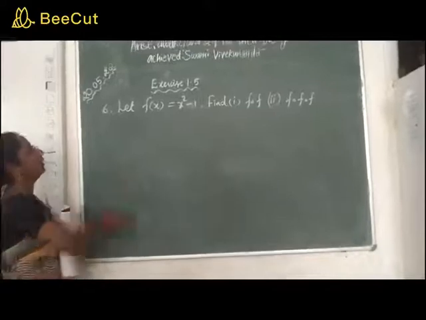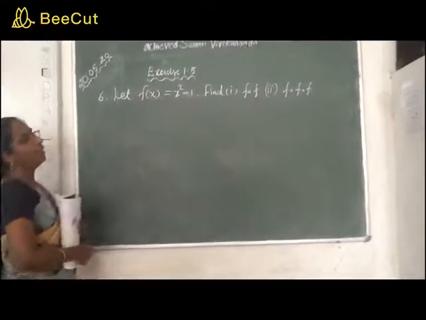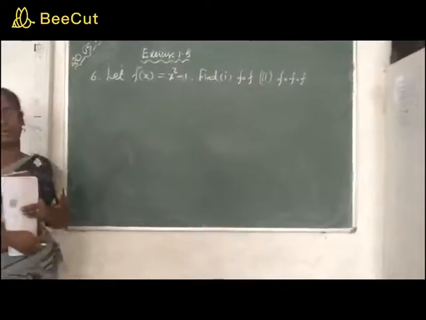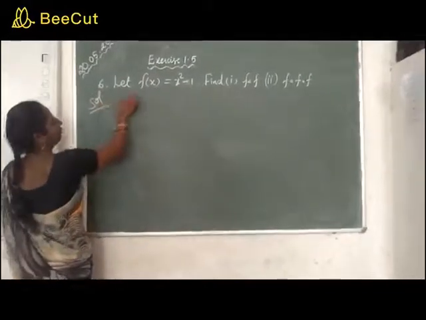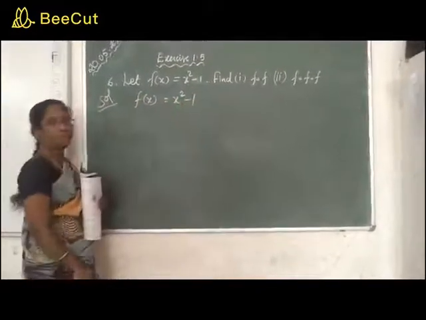Let us see the next one. Let f(x) = x² − 1. Find f∘f, and the second one is f∘f∘f, again the composition of f. Solution: take the given value f(x) = x² − 1.